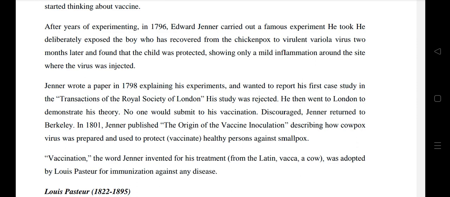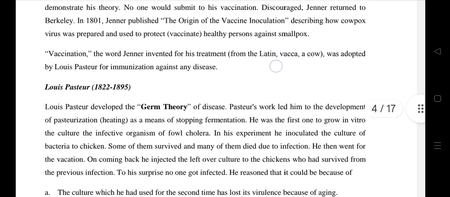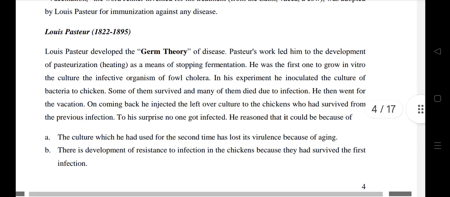Vaccination, the word Jenner invented for his treatment from the Latin vacca, meaning a cow, was adapted by Louis Pasteur for immunization against any disease. Louis Pasteur, 1822 to 1895, developed the germ theory of disease. Pasteur's work led him to the development of pasteurization, or heating, as a means of stopping fermentation.